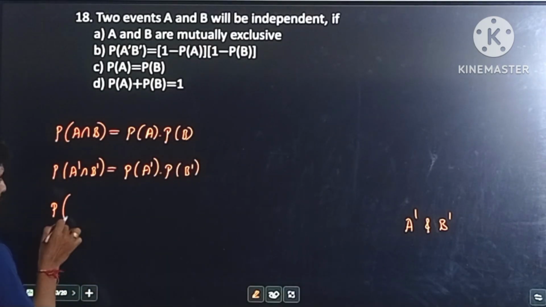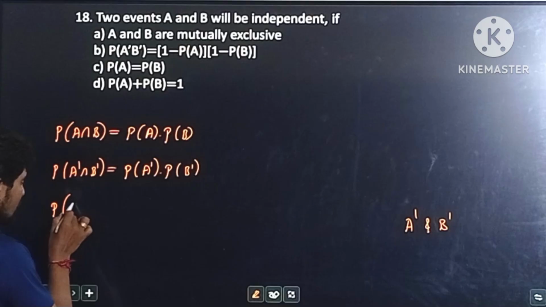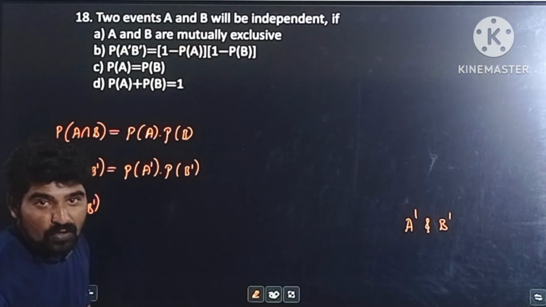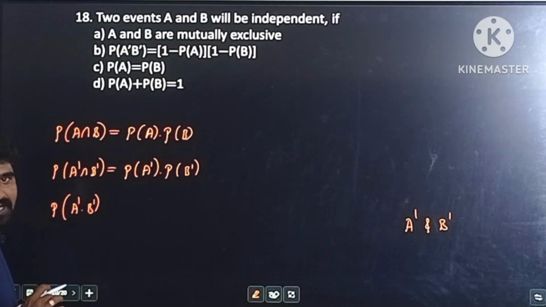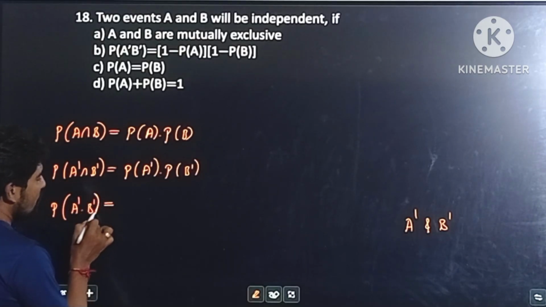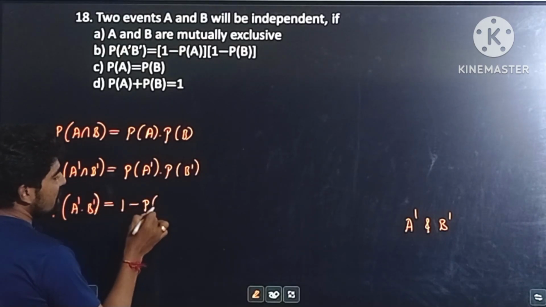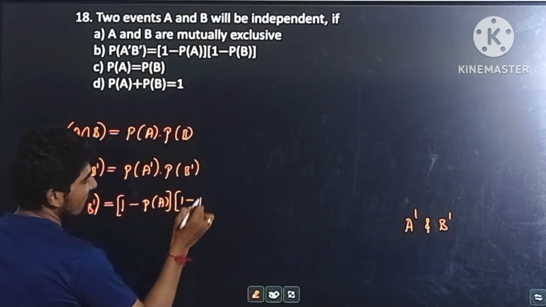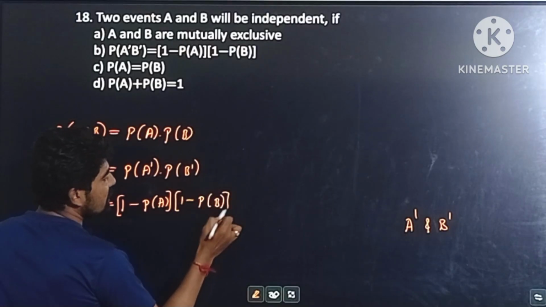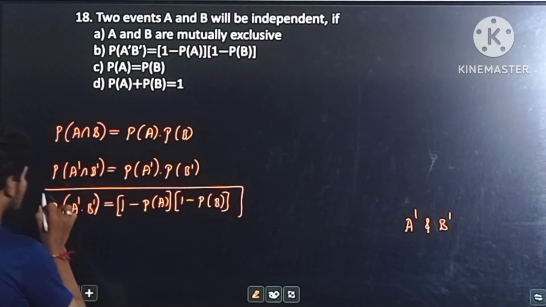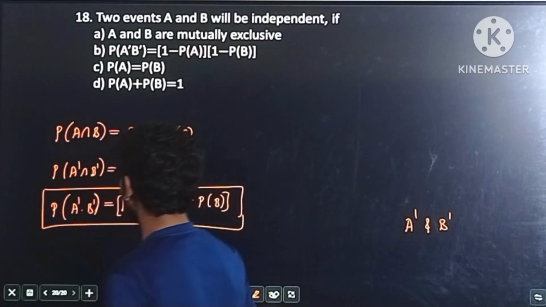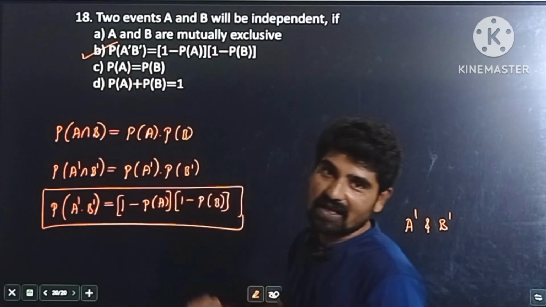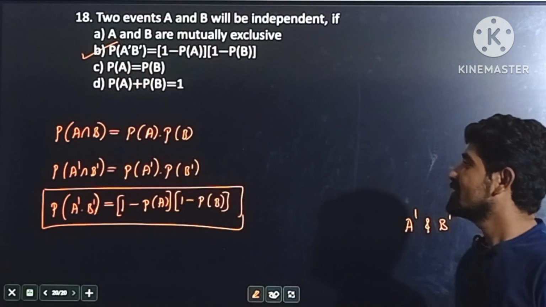And we know that probability of A dash intersection B dash can be written as probability of A dash into B dash, because by the rule of product, and is replaced by multiplication. Probability of A dash can be written as 1 minus probability of A, into probability of B dash, which can be written as 1 minus probability of B. So this is one of the conditions to say that the given events A and B are independent events, and that condition exists in option B. So option B is the right answer. I hope all of you understood this question.